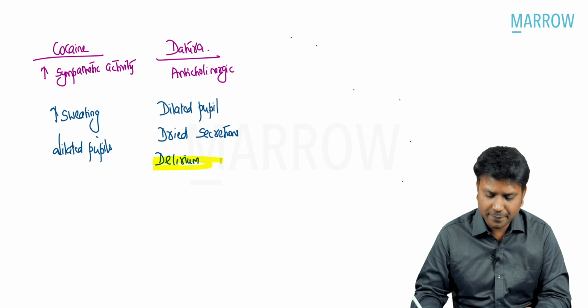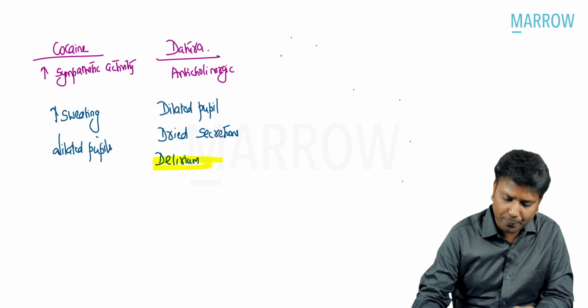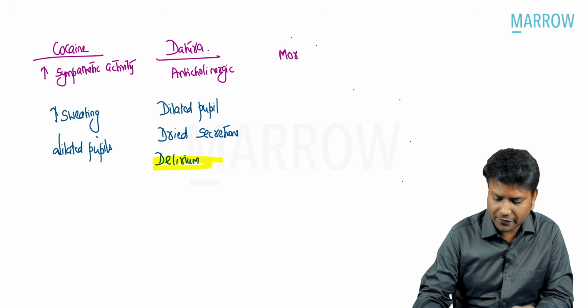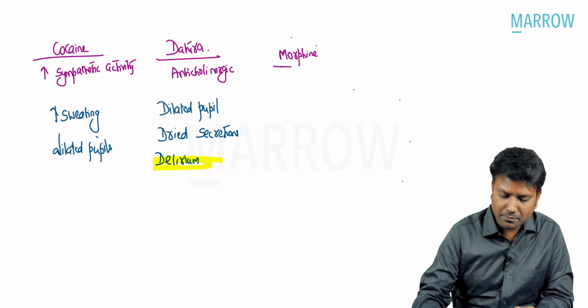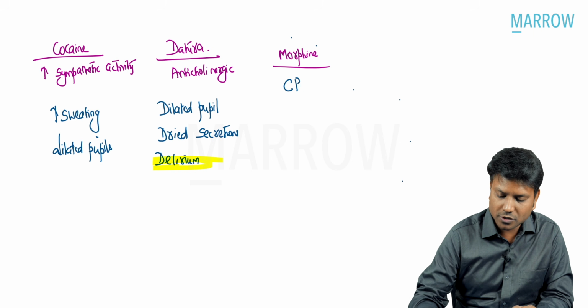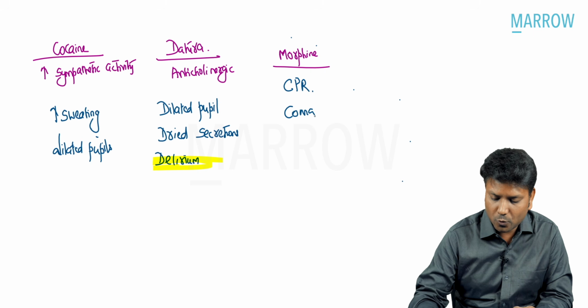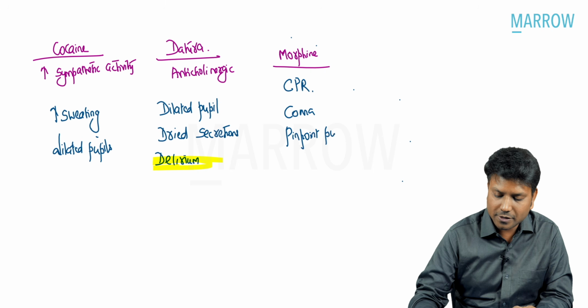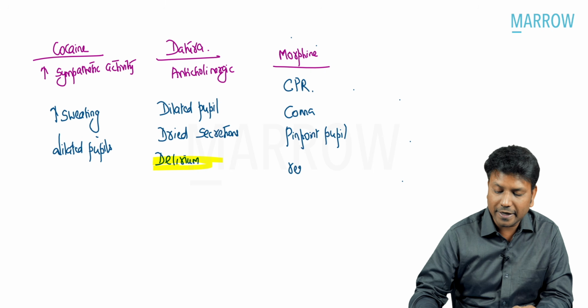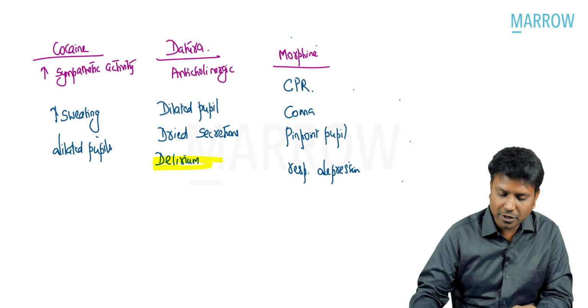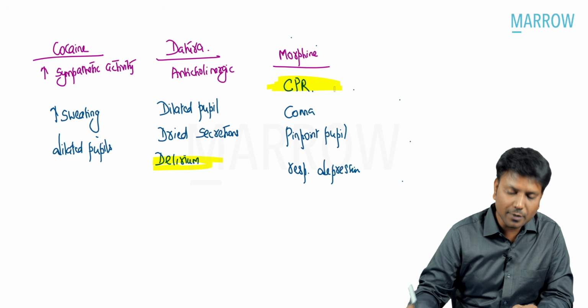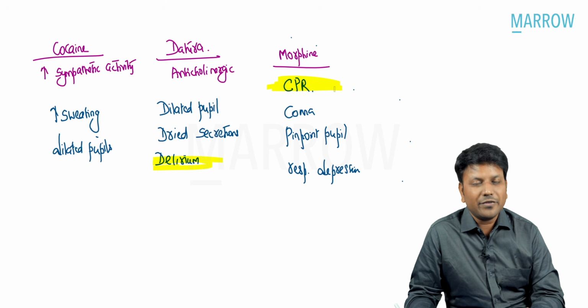Underline delirium, that is important because datura is a delirium poison. And talking about opium, that is morphine specifically, if you see morphine, you should be having what is called CPR. What is a CPR? Remember, C for coma. The person will be having pinpoint pupil and also respiratory depression. If you find the CPR in a poisoning, you can easily find out that it is morphine poisoning.